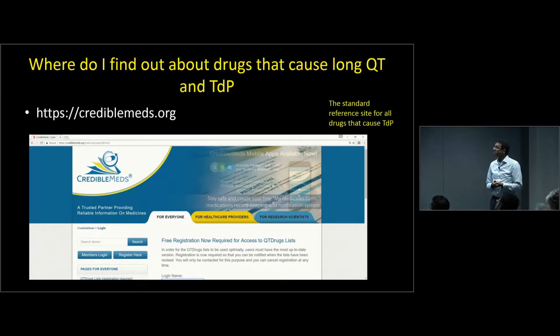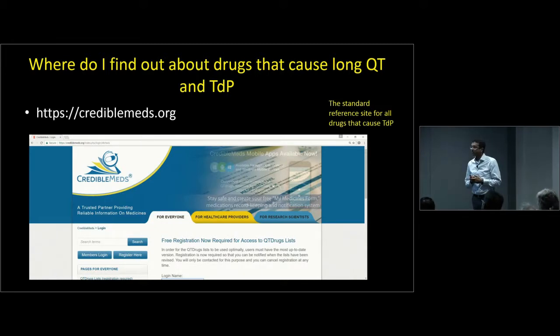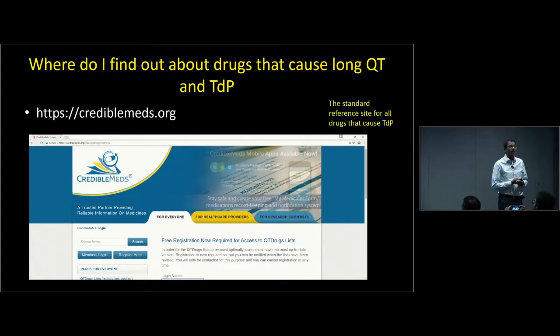CredibleMeds is the key website where information about drug-induced long QT is held. I'm just curious, can I get a show of hands of who's familiar with CredibleMeds and who uses it? Look, I talked about this a few days ago with a group of psychiatrists and GPs in Melbourne. There's about 50 or 60 of them, and I got one person as well. So for the gold standard site that is free to access and that everyone's meant to use, it doesn't seem to have got its name out there very well, which is a bit unfortunate.